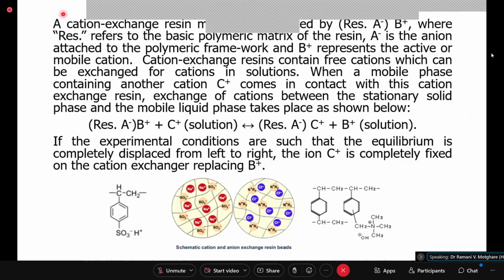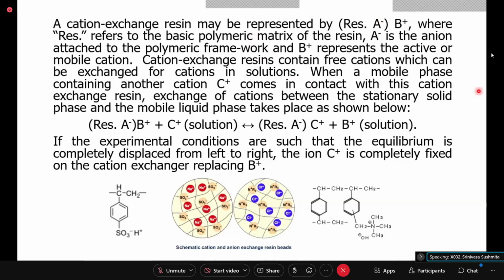You can see this part. No, ma'am. Yes, ma'am.